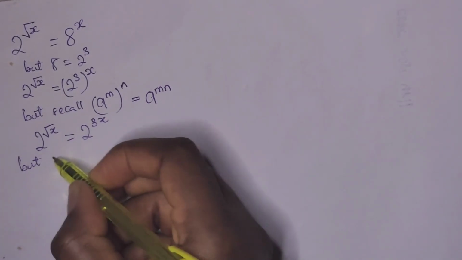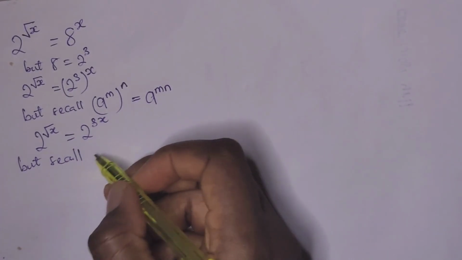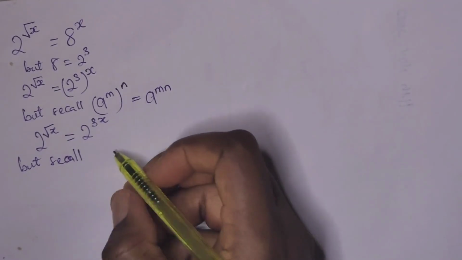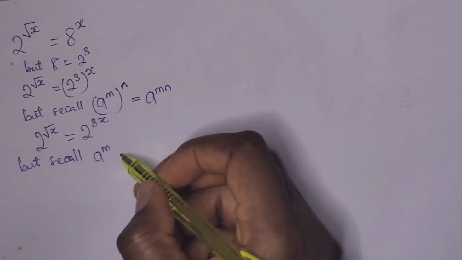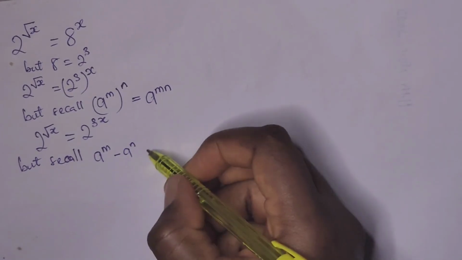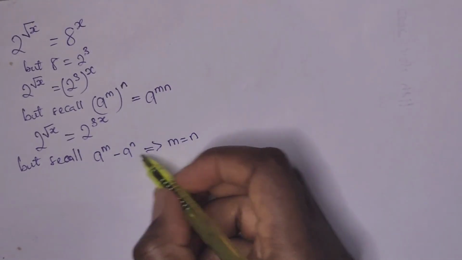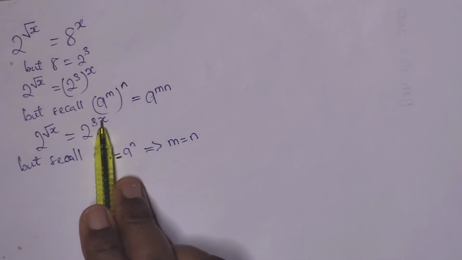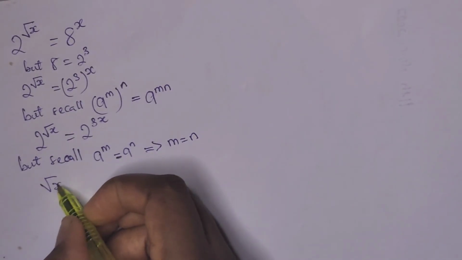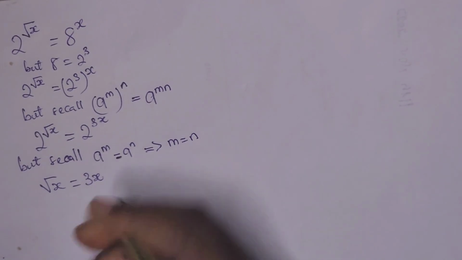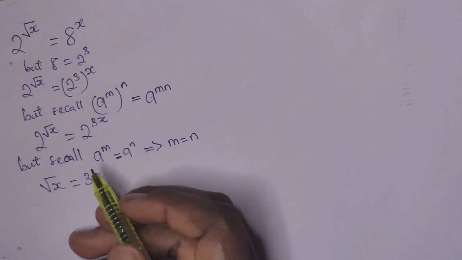But also remember, when a to the power of m equals a to the power of n, this implies what? m equal to n. So since we are having this, we take the powers: root x equal to 3x. So we have root x equal to 3x.